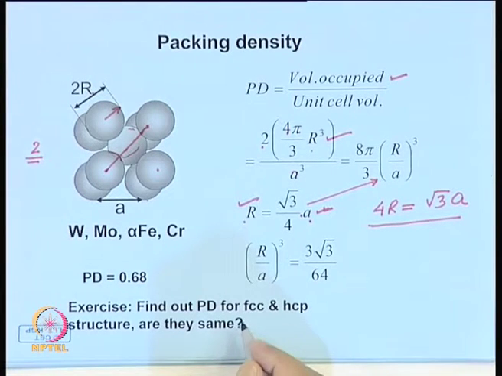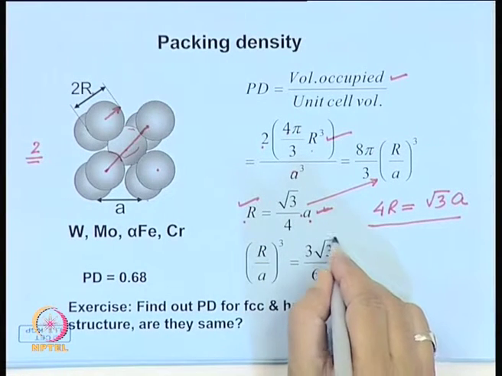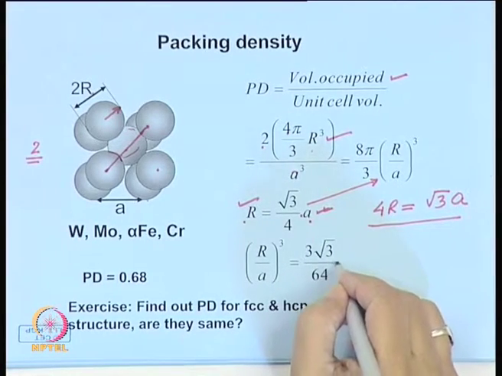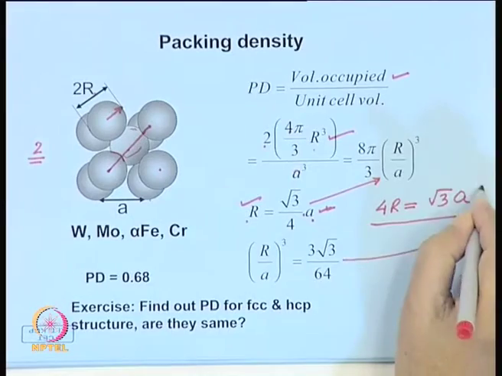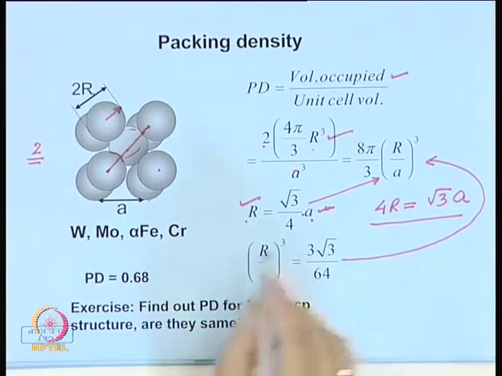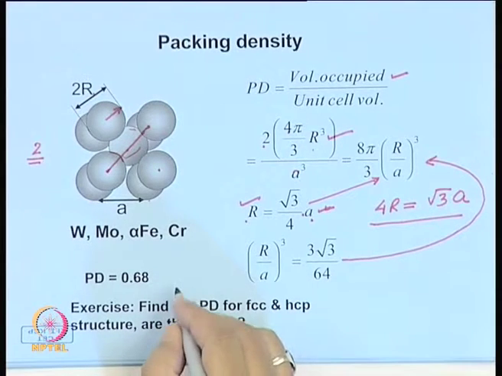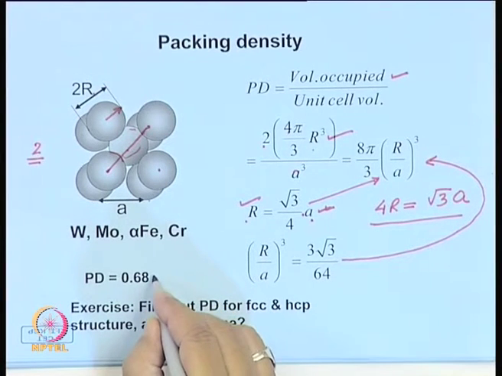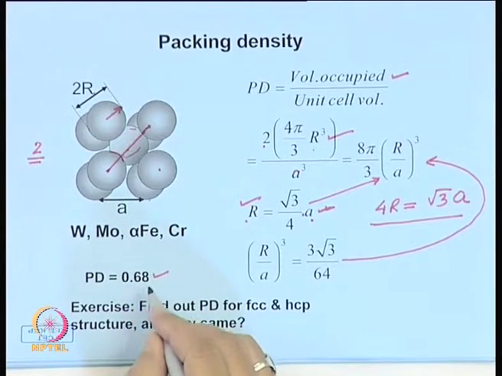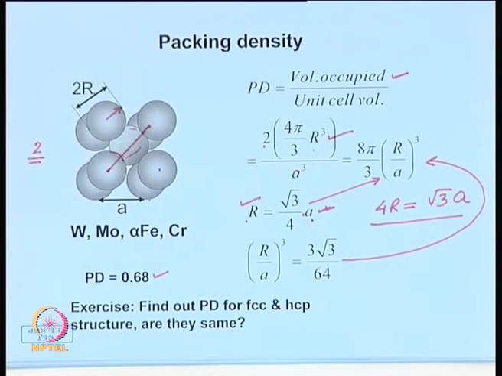Suppose you raise this to the power cube, and then you try and find out, substitute it here and find out what is the value of the packing density. If you go through this calculation, you will find that packing density for BCC is 0.68.